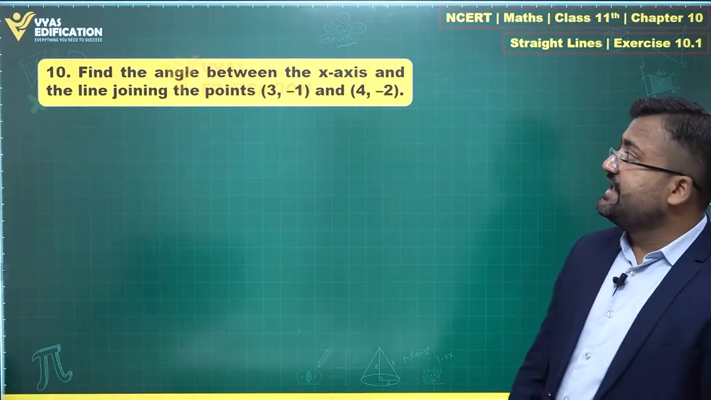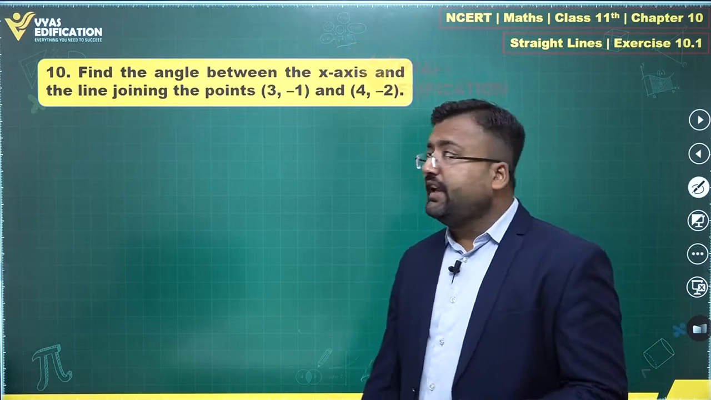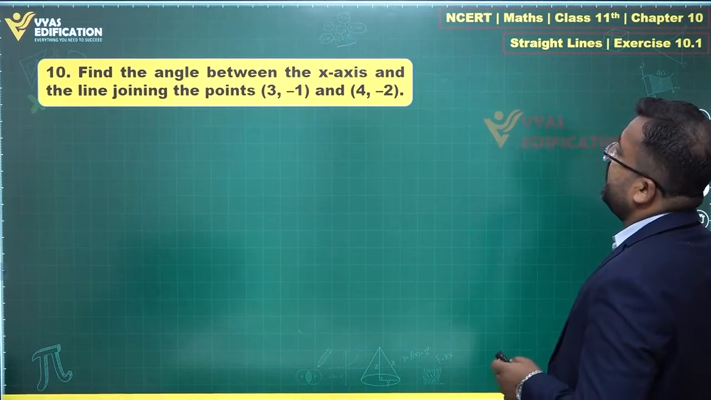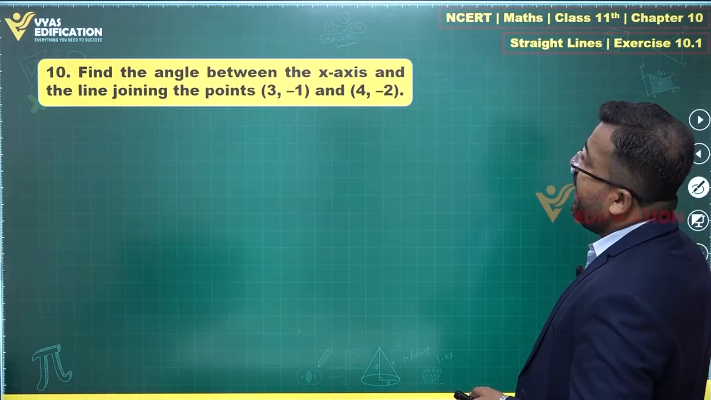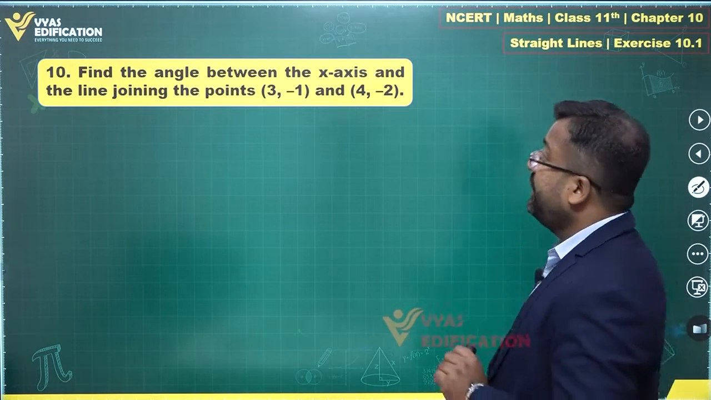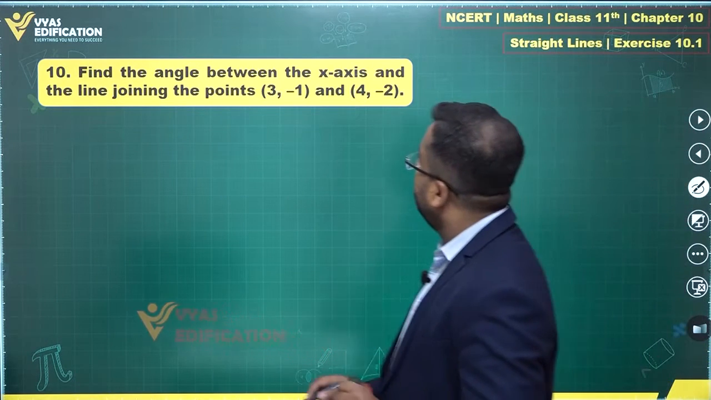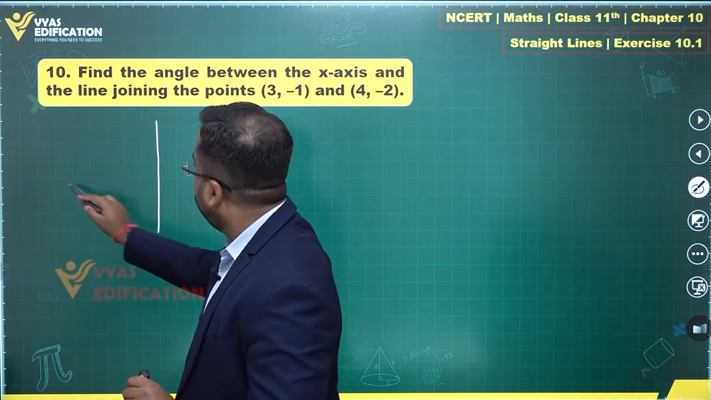The 10th question says: find the angle between the x-axis and the line joining the points 3, minus 1 and 4, minus 2. Okay, angle between. So you are supposed to find the angle between two particular lines. The x-axis and the line joining the points 3, minus 1 and 4, minus 2.